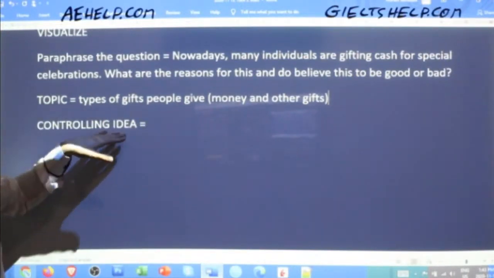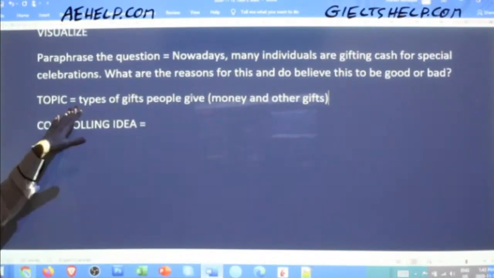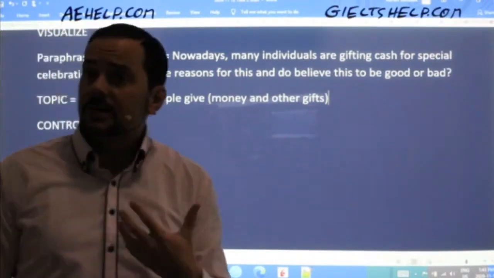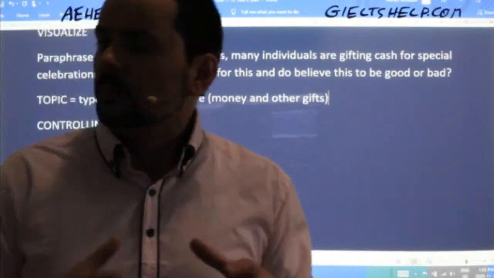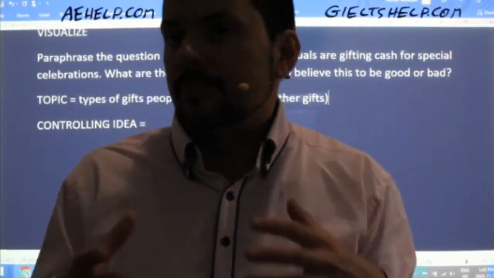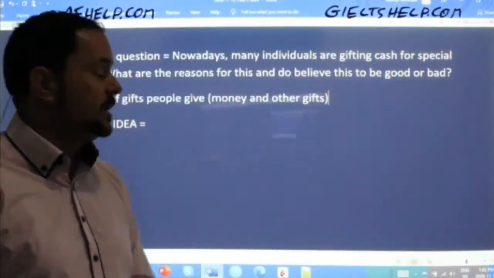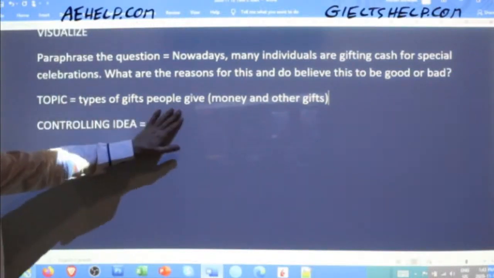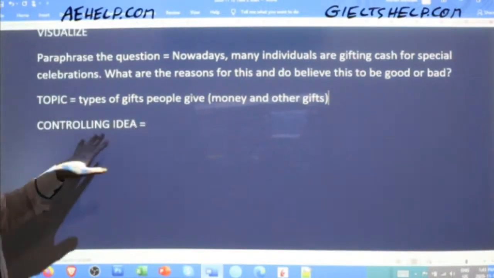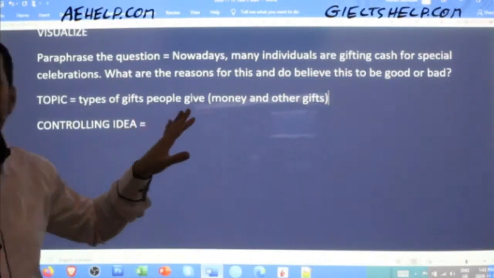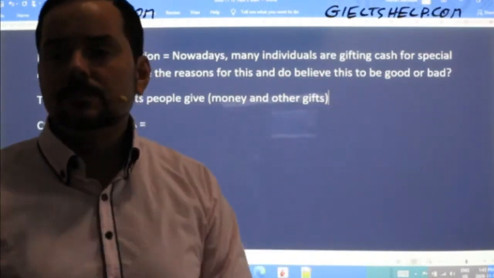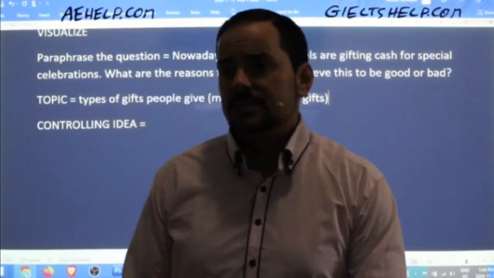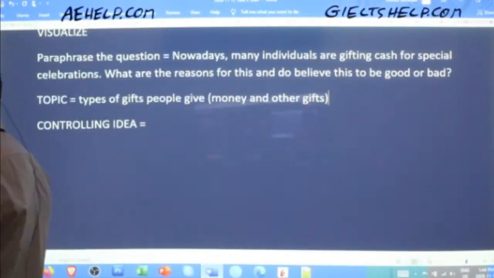And the controlling idea, so now that we have this, what's the controlling idea? Okay, so it looks like everybody agrees, or most people agree, which means that we're probably on the right track here. So if we've identified this topic, types of gifts people give, then the controlling idea will be easier. Yeah, so Ferdov says, is it a good or bad trend to give cash as gifts, and why is that?